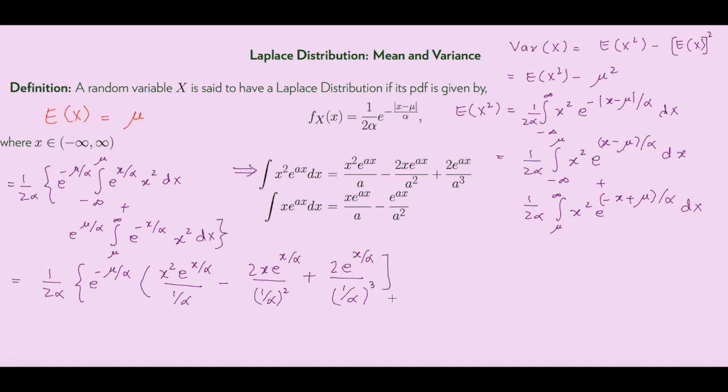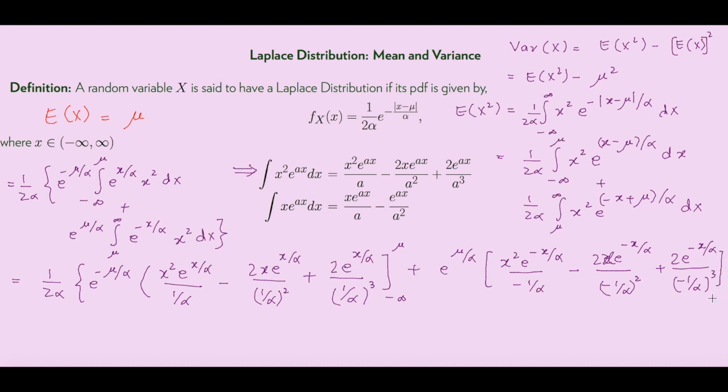Okay, and what are my limits? My limits are minus infinity to mu. Then I have the next term, so e to the mu over alpha is out. And what is my alpha? What is my a? My a is minus 1 over alpha here because of this guy. So then again, x squared e to the minus x over alpha divided by minus 1 over alpha, minus 2x e to the minus x over alpha divided by minus 1 over alpha squared, plus 2e to the minus x over alpha divided by minus 1 over alpha cubed.